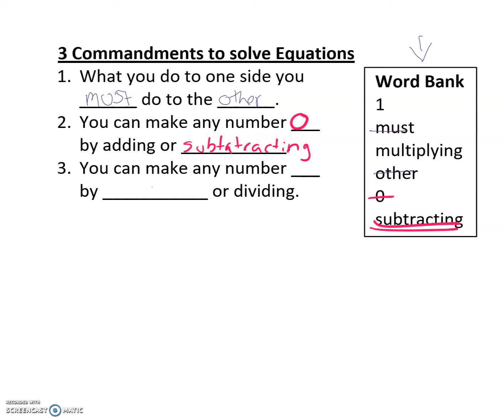All right, the last one, number 3, says you can make any number blank by blank or dividing. Well, we only have 2 left. We're talking about dividing, so it's pretty certain we're going to be talking about multiplying. And when we're talking about multiplying or dividing, we're always in an equation going to be talking about making a number 1. So you can make any number 1 by multiplying or dividing. Go ahead and pause the video and make sure you have these written down somewhere where you will be able to remember them.